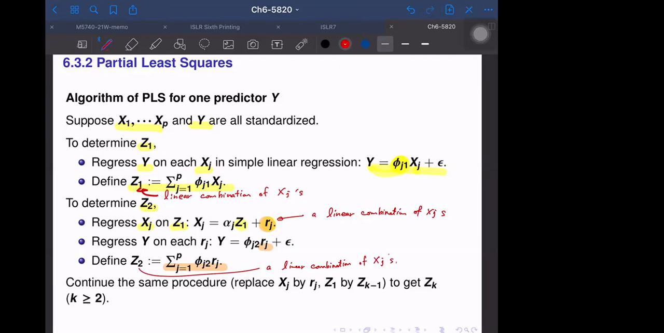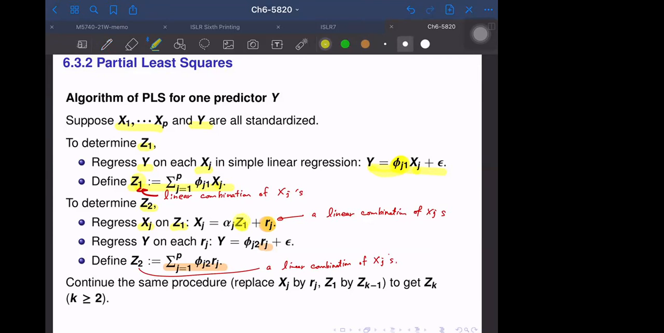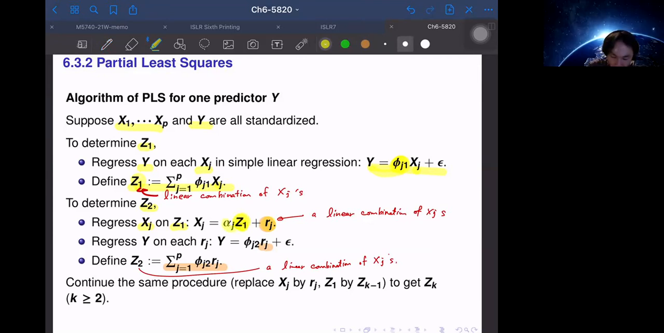Sorry, Professor, I didn't understand why rj is a linear combination of xj's. Yeah. At first, z1 is a linear combination of xj's, right? So alpha j z1 is also a linear combination of x1 to xp. Then rj is xj minus alpha j times z1, right? And z1 is a linear combination of xj, and xj is just one xj. So rj is also a linear combination of xj, right?